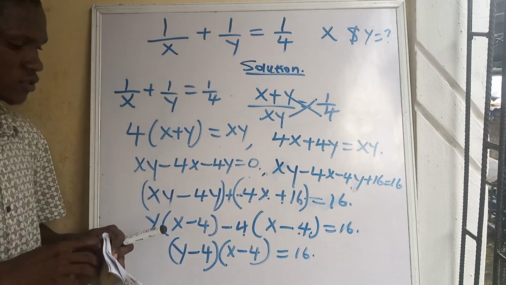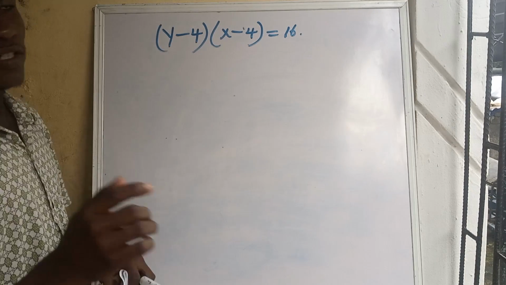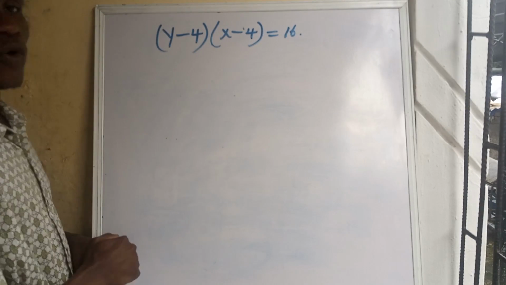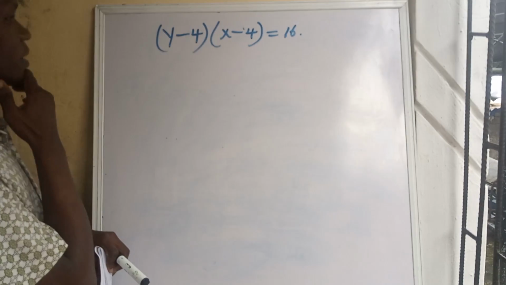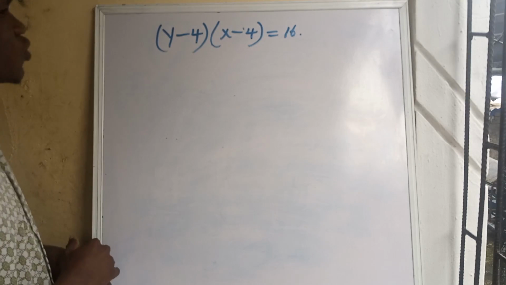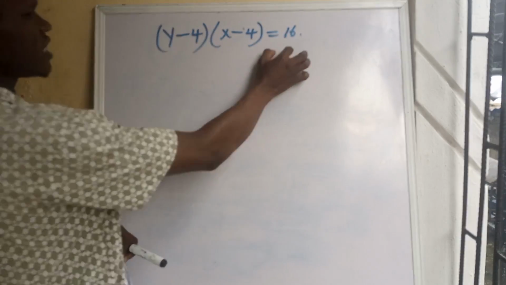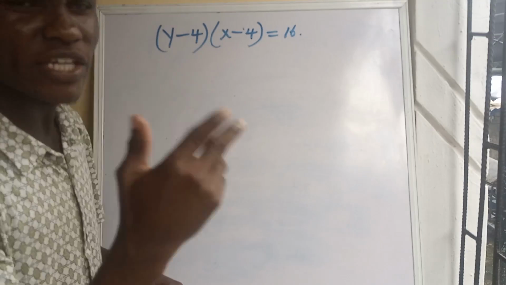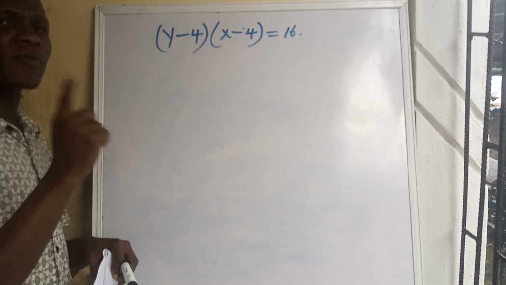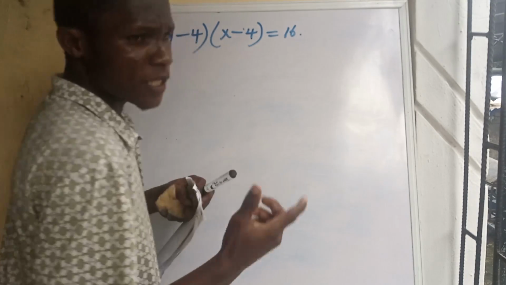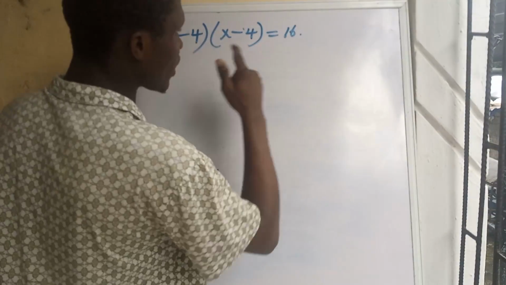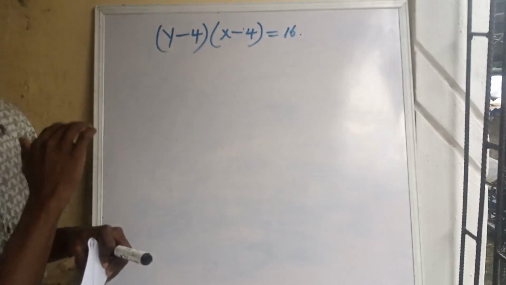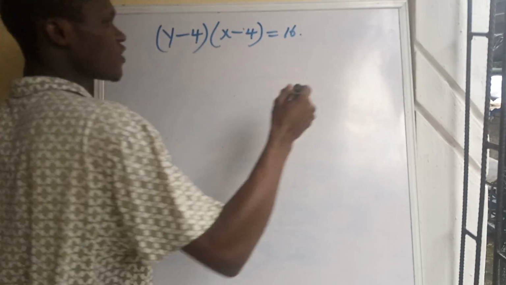Let's move upward. Recall I said this is our new form of equation. So what are we going to do from here? The next thing we are going to do is think of this 16. Recall from your simple multiplication values, you can write 16 in 4 different forms. Let's use the 4 different forms.